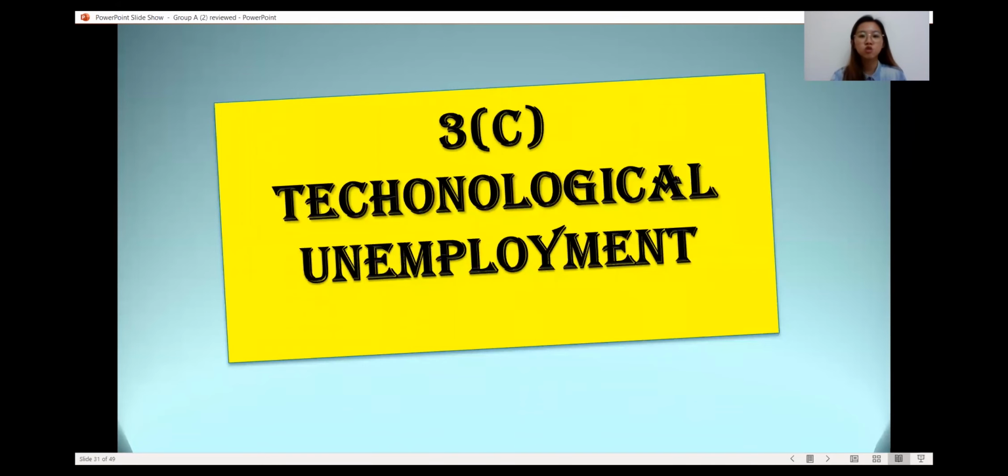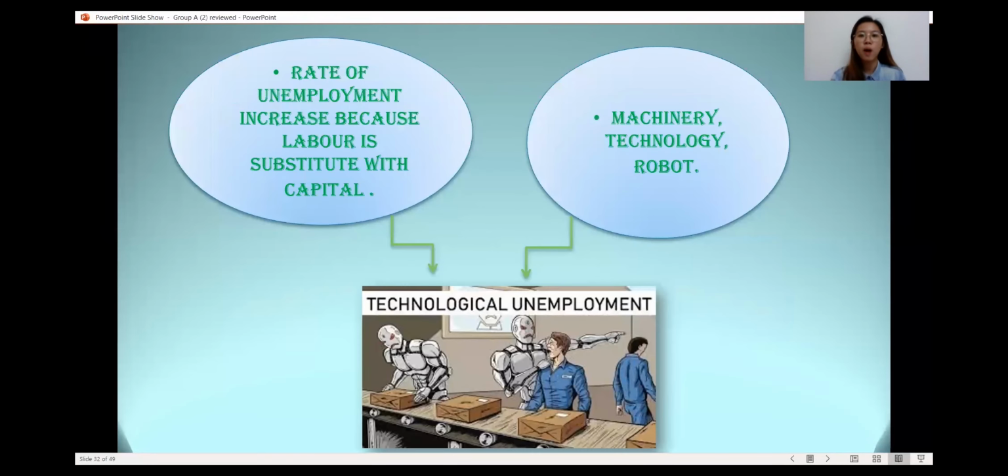Next is technological unemployment. The rate of unemployment increases because labor is substituted with capital. Examples are machines, technology, and robots.